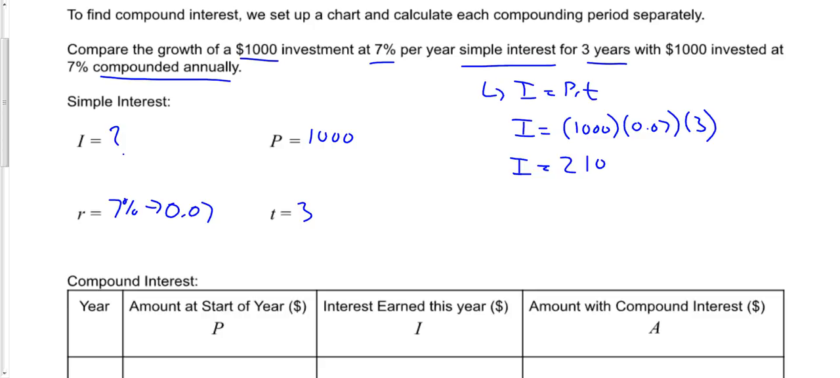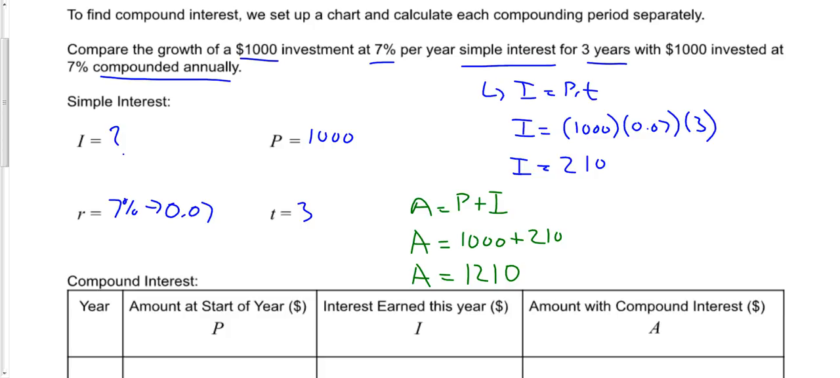Now that's the amount of interest earned. It is not, however, the total value of the investment at the end. The total value of the investment at the end is found by A equals principal plus interest. Okay, so the final value is going to be the $1,000 that you started with plus the $210 in interest that you earned. So the final value of your investment is $1,210 if we calculate this just using simple interest.